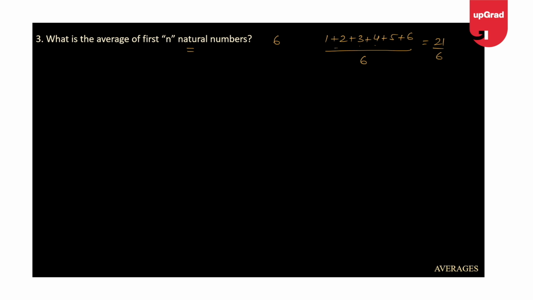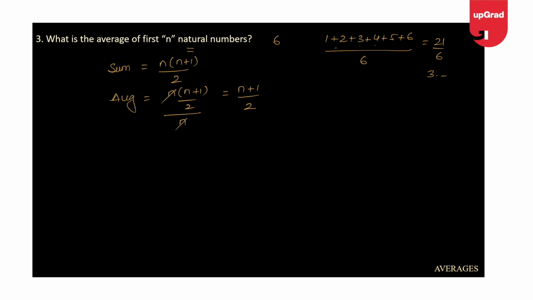So what do I get? My value would be somewhere close to 3, and I'm not worried about it because I know that the sum of first n natural numbers is n multiplied by n plus 1 by 2. And if I have to find out the average, I'll be required to divide this sum by the total number of values, and therefore my formula for average for first n natural numbers will be n plus 1 by 2.